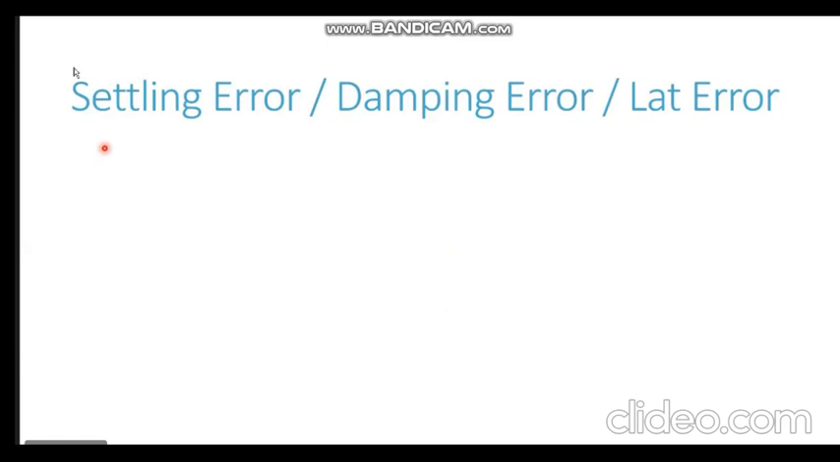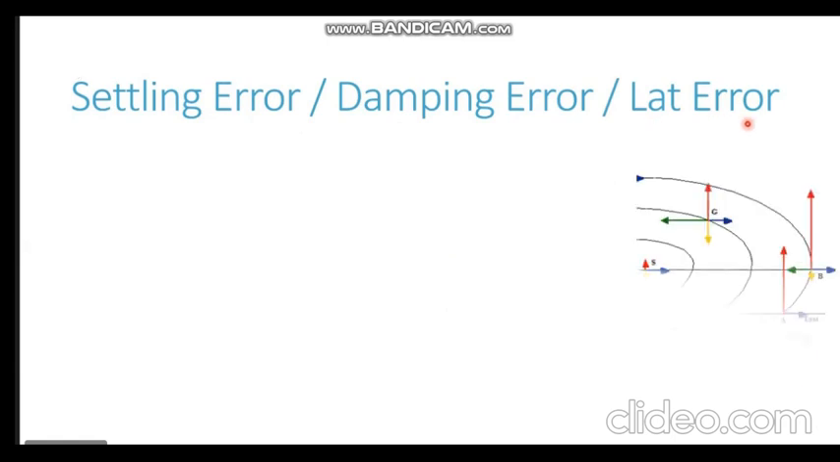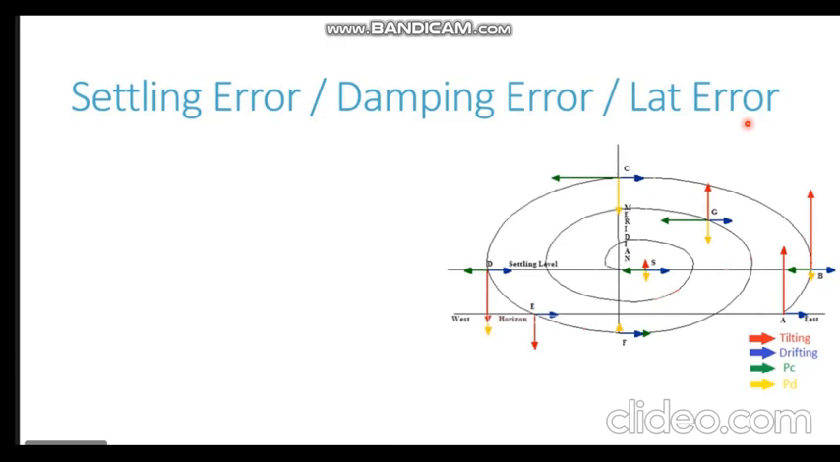So starting off with our first error, which is known as the settling error or the damping error or the latitude error. Now, why is it called a settling error? Because this error is caused because of the settling process of the gyro compass. We have seen that a gravity controlled gyro is damped. Its motion converts into an inward spiral, which you can see in the diagram on the screen now. And because of this settling process, the error is generated. That is why the name given to it is settling error.